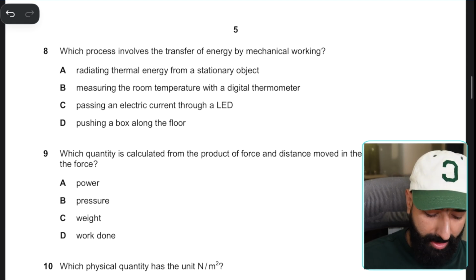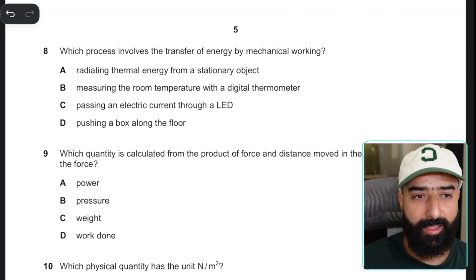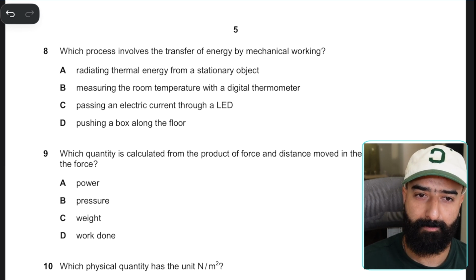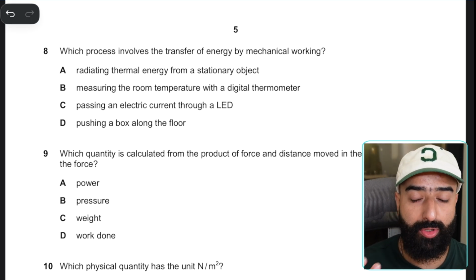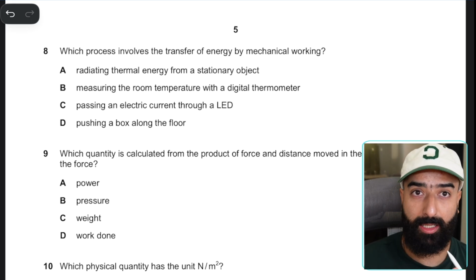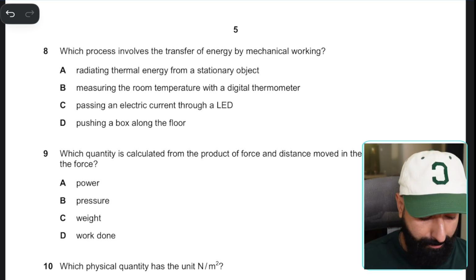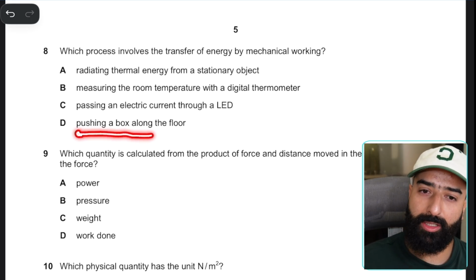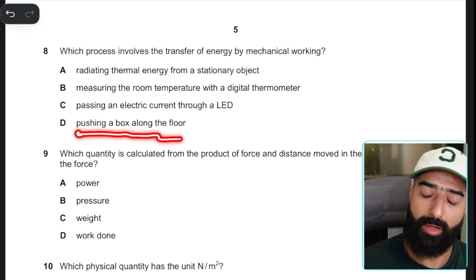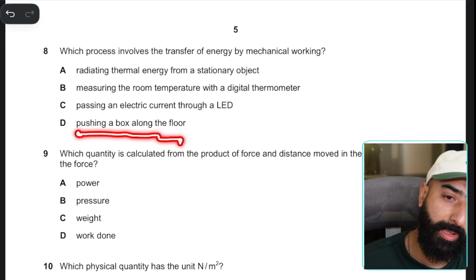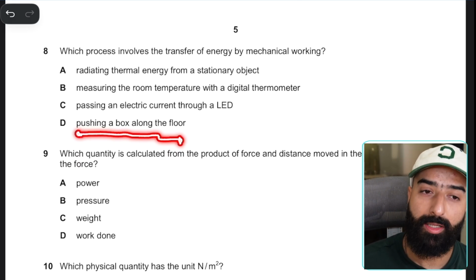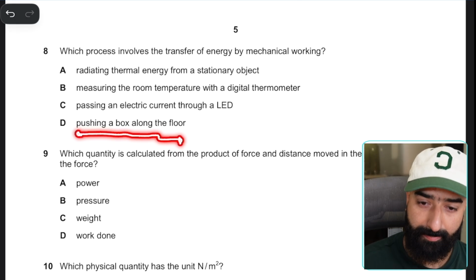Which process involves the transfer of energy by mechanical working? So you need to have mechanical work. You need to apply force, and that force should move something. That's mechanical work. And the answer should be this: pushing a box along the floor. You apply a force, the force makes the object move. That's mechanical work. Okay?